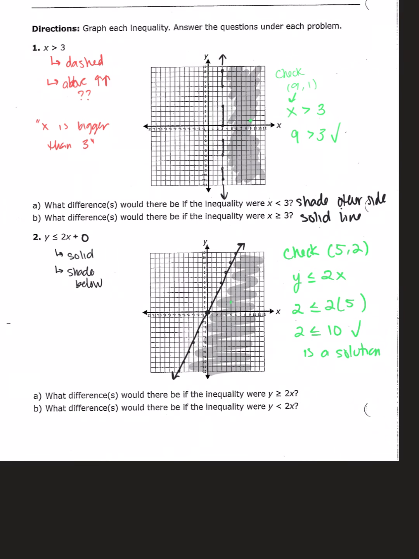So now let's think what would happen if our inequality changed. If we switched from less than or equal to greater than or equal to, well, now I'm going to be shading above the line instead of below it. And what would happen if we switched from less than or equal to just less than? Well, now I would have to have a dashed line because y cannot be equal to 2x. It has to be just less than that.